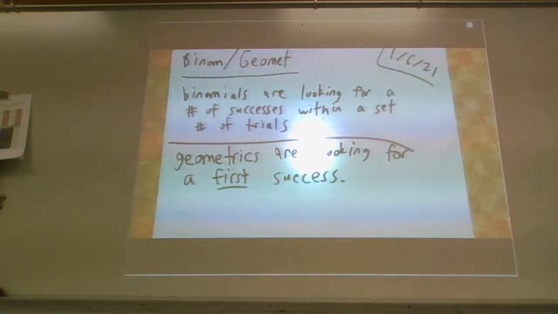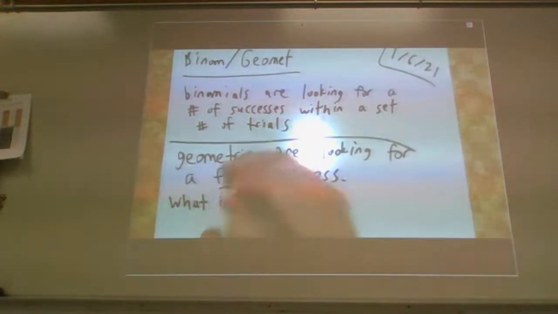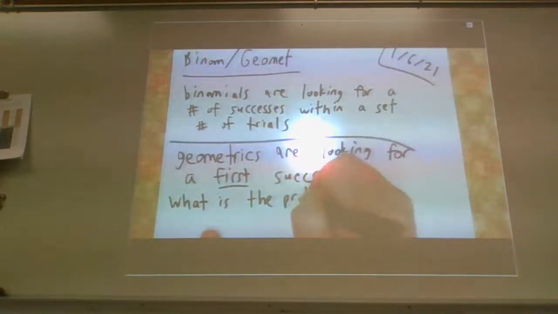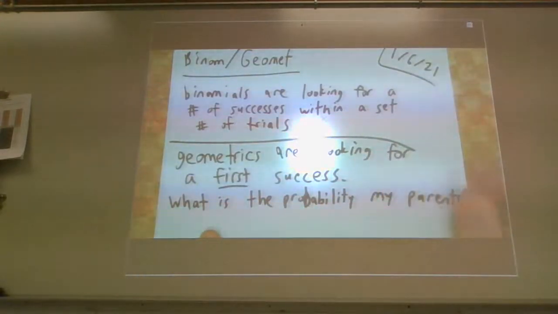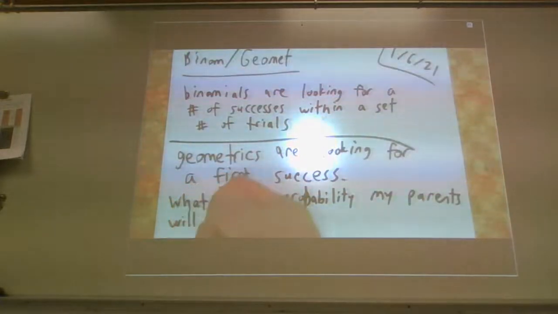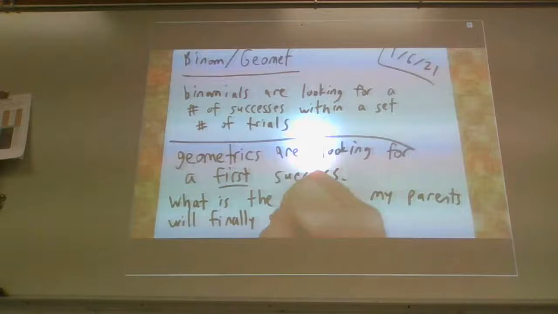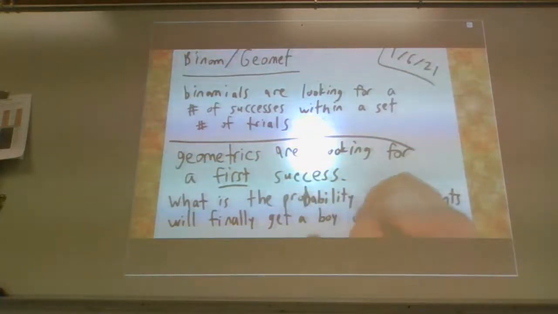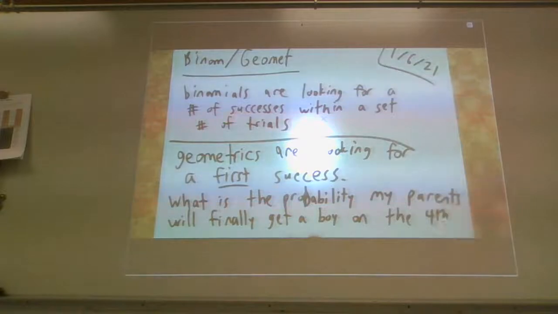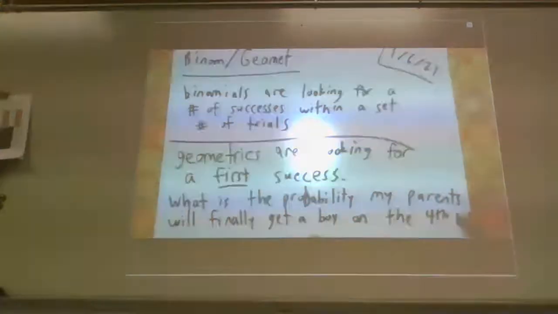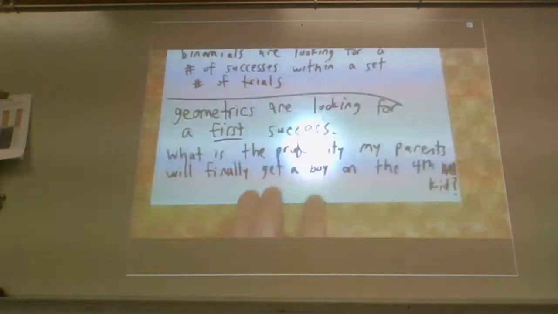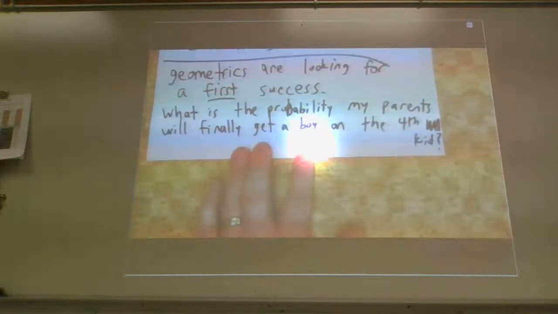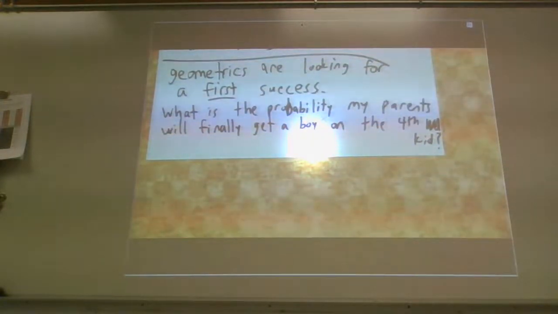So I could reword. Okay. What is the probability my parents will finally get a boy on the fourth kid? Question mark. What is the probability that my parents will finally get a boy on the fourth kid?